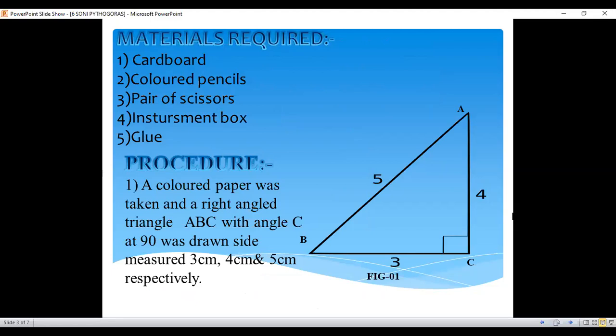Material required: cardboard, color paper, scissors, geometric instruments, and glue. First, we will take the color paper as a right angle triangle ABC with angle C as 90 degrees. So please next slide. The sides are 3, 4, and 5 centimeters respectively.